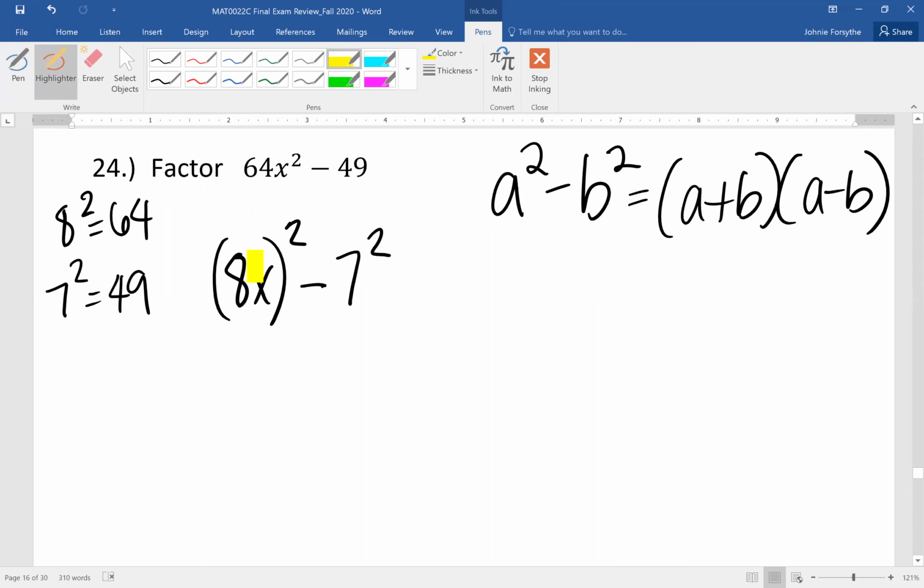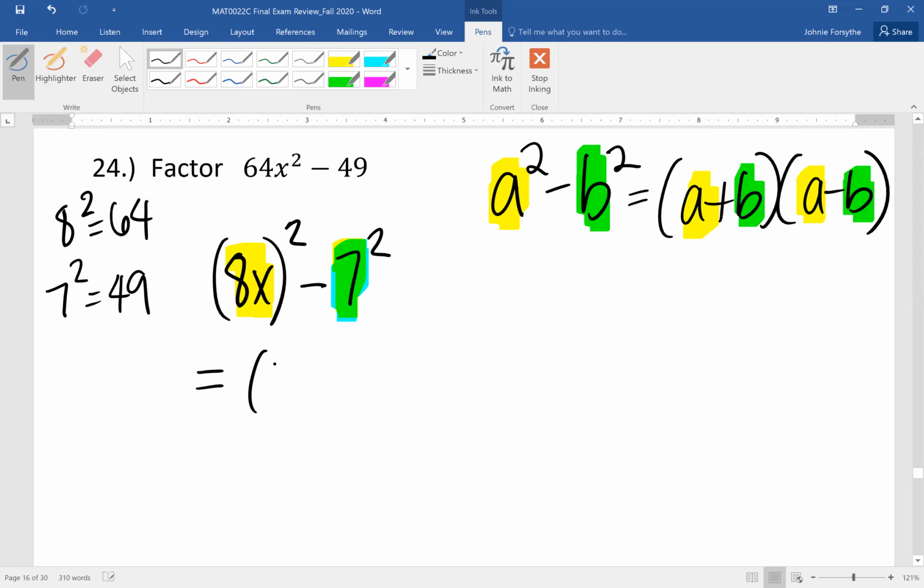So now 8x is like my a, and 7, no, I want a different color. Didn't work like I wanted. Oh well. 7, well, it's green now. 7 is my b. So everywhere you see a, you're going to write 8x, and everywhere you see b, you would write 7. So that would be 8x plus 7 times 8x minus 7.